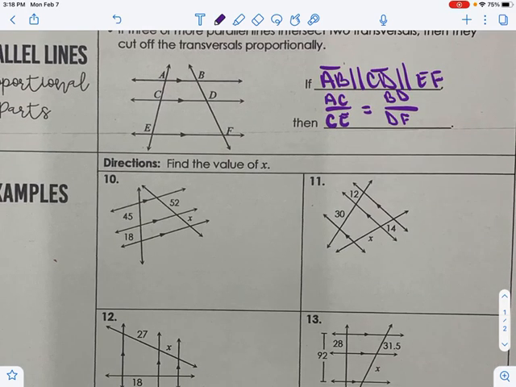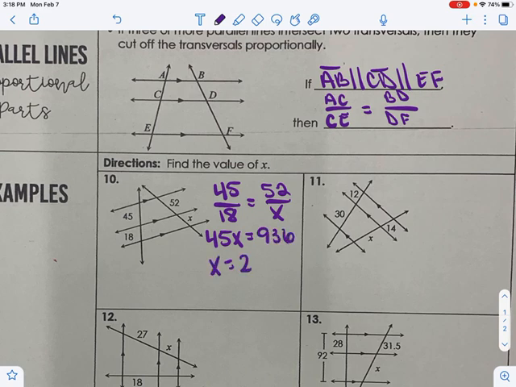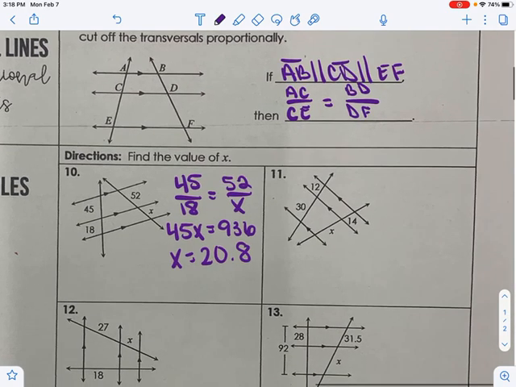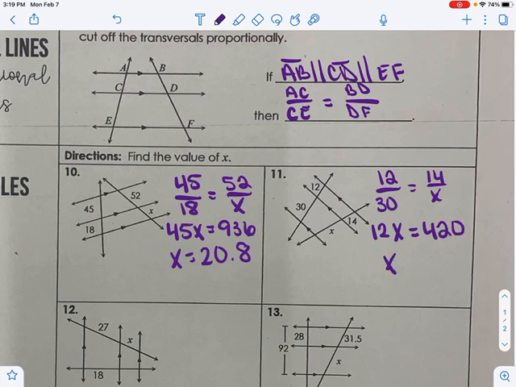So let's give it a try. Just keep building your fractions, nothing new. 45 over 18 equals 52 over x. So we get 45x is equal to 936. Divide, and we get 20.8. There you go, you found x. Keep it going. 12 over 30 is equal to 14 over x. Cross multiply, 12x equals 420. Divide and x is equal to 35.